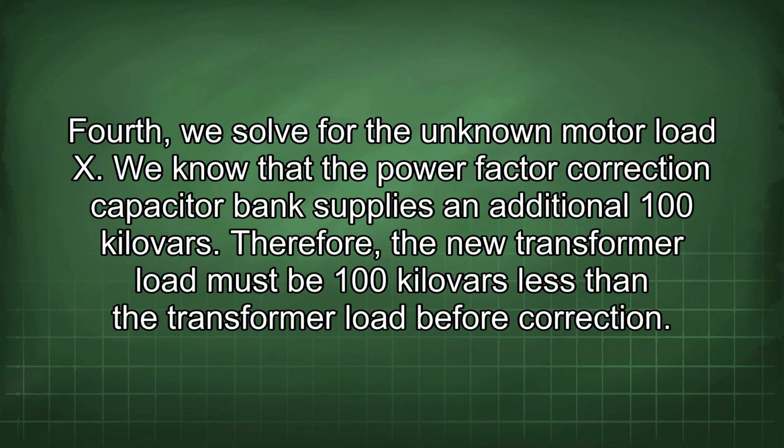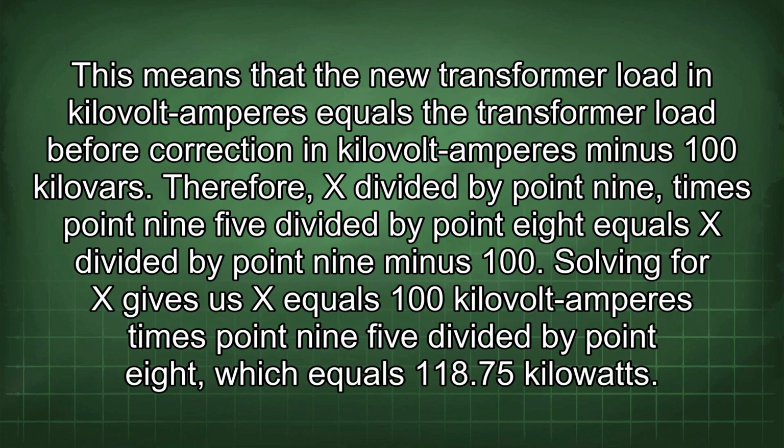Fourth, we solve for the unknown motor load X. We know that the power factor correction capacitor bank supplies an additional 100 kVAR. Therefore, the new transformer load must be 100 kVAR less than the transformer load before correction. This means that the new transformer load in kilovolt amperes equals the transformer load before correction in kilovolt amperes minus 100 kVAR. Therefore, X divided by 0.9 times 0.95 divided by 0.8 equals X divided by 0.9 minus 100.